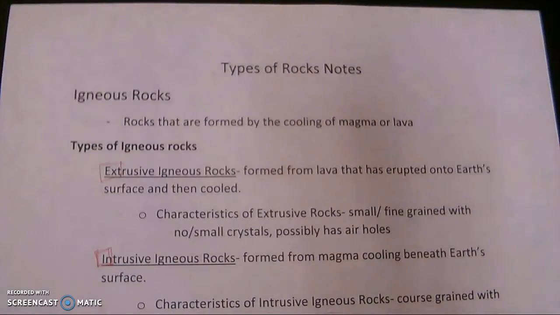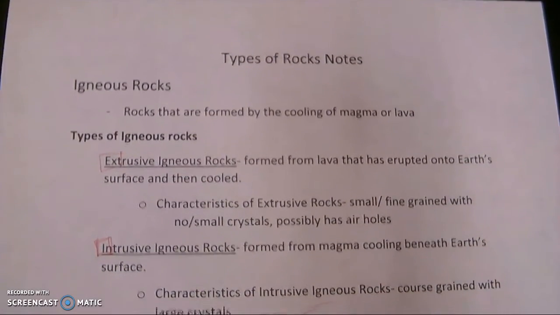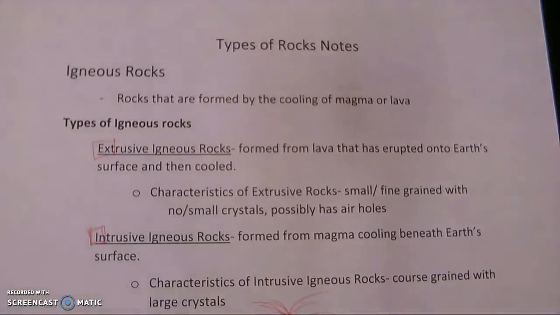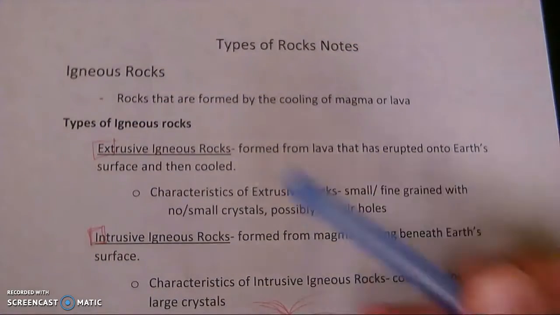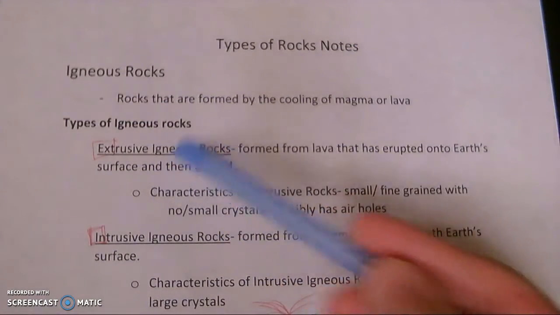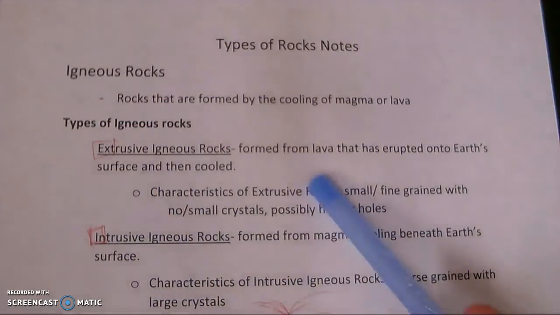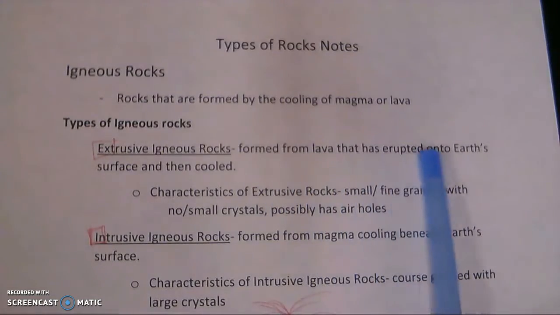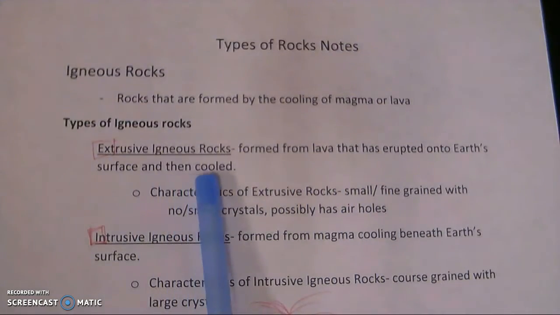Alright, today we're starting our types of rocks notes. The first type we'll discuss today is igneous rocks. Igneous rocks are formed from lava or magma cooling. There's two different types of igneous rocks: intrusive igneous rocks and extrusive igneous rocks. Extrusive igneous rocks are formed from lava that has erupted onto Earth's surface and then cooled.